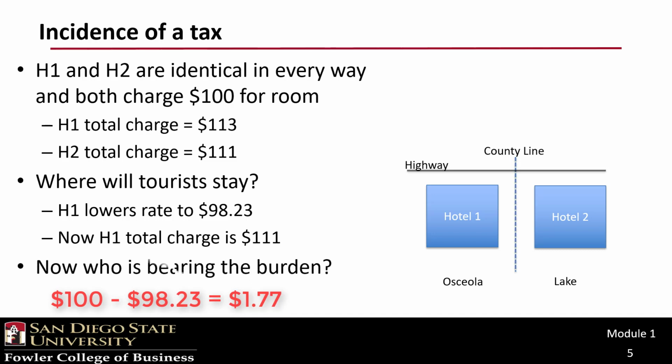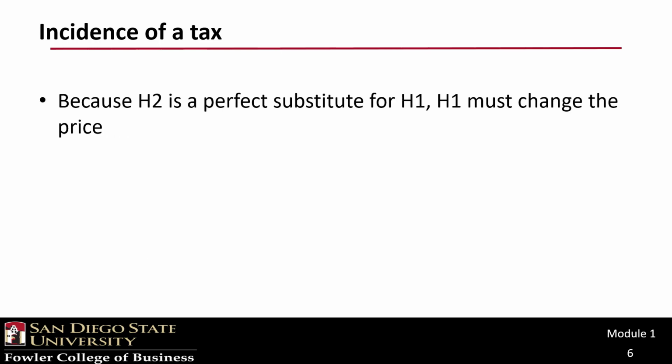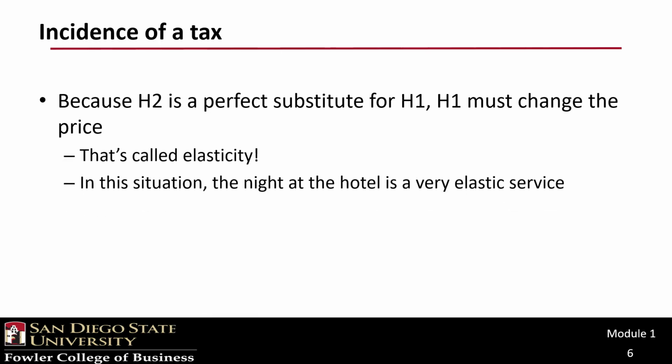Now, we need to pause for a moment and consider, who is the taxpayer? Well, that's still the hotel. They pay the tax. But who is bearing the burden? Because Hotel 1 and Hotel 2 are perfect substitutes for one another, part of the burden of that tax is going to be shifted to the Osceola Hotel because they'll be unable to shift the burden of that tax onto the guest, and therefore they'll retain that burden. Understanding who bears the incidence of a tax is critical to understanding tax policy in general.